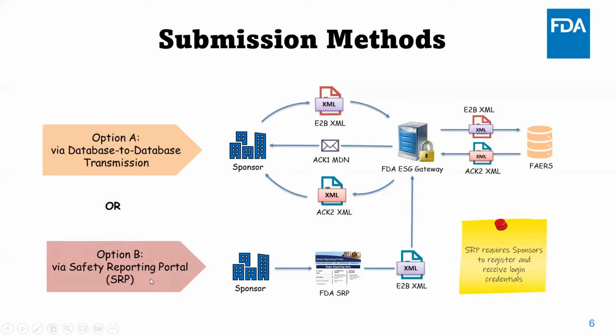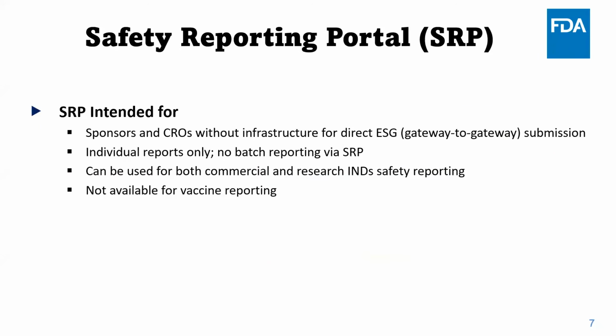The safety reporting portal is a web-based portal. This is where you would just go in, have a login, and submit your safety report directly. The safety reporting portal, especially for sponsors or CROs without the infrastructure of this gateway, can submit individual reports only. It can be used for both commercial and research IND safety reporting. Research IND is where you are an investigator in that particular research IND and submit this report. The only caveat here is that this reporting is not available for vaccine reporting. Vaccine reporting has its own system where you would go to do your vaccine reporting.